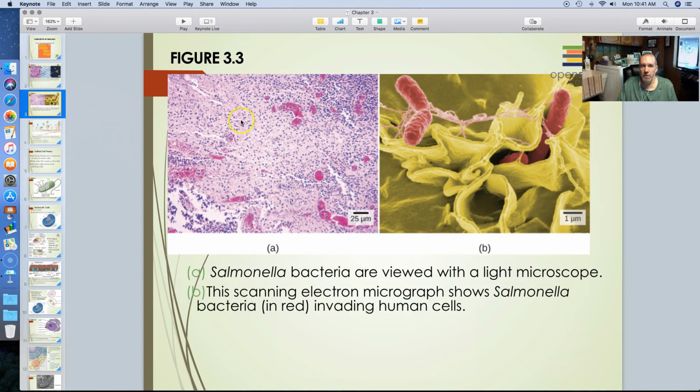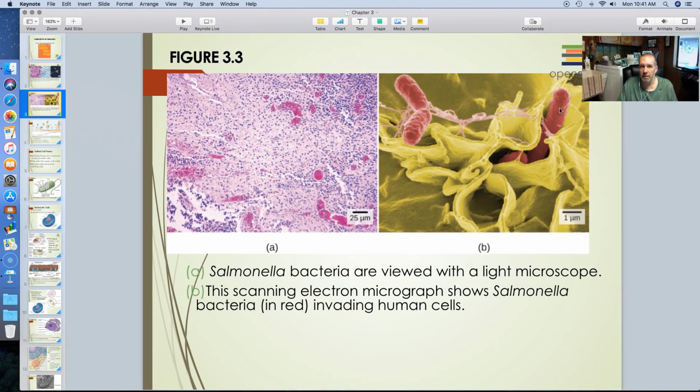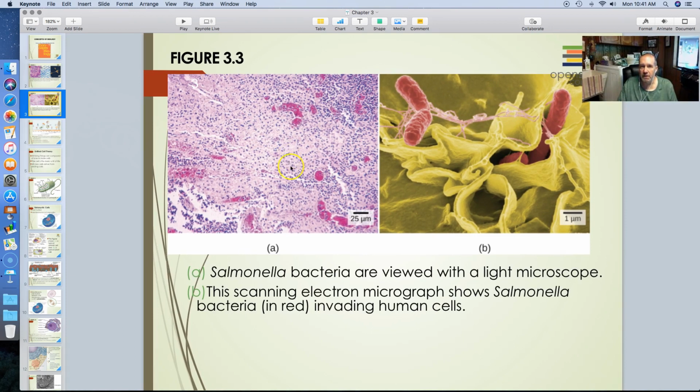These are images with a light microscope where we can see the individual bacteria, and then we can zoom in with a scanning electron microscope and see the individual bacteria. They're just dots in these normal light microscope images. But if we want to see more detail, see things that are even smaller, we can see them actually invading the cell here. You can see a few of them getting down in there.